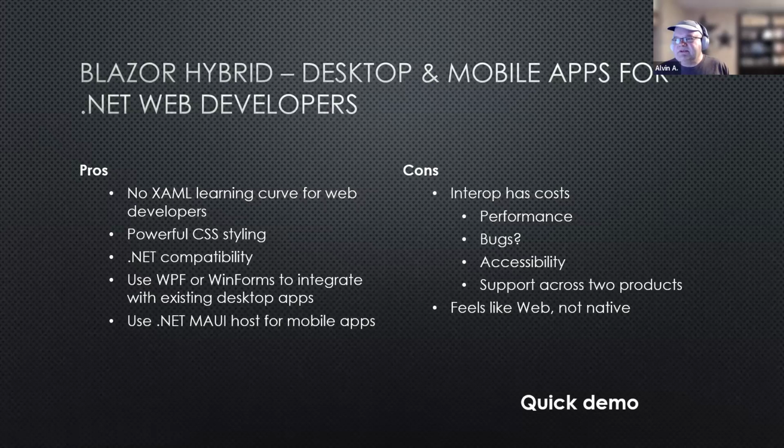The cons: there's always interop costs, possibly performance when you're running web inside of Windows. Could there be bugs? Not sure. But if there are, you have to worry about support across two products. You've got your Blazor and you've got your desktop, with two different sets of product teams you might have to deal with if you run into support issues.